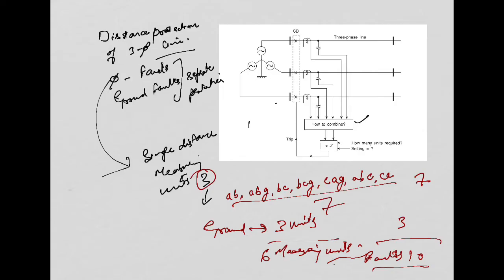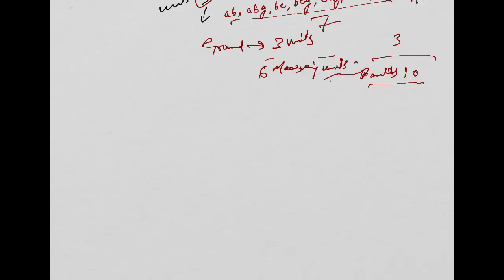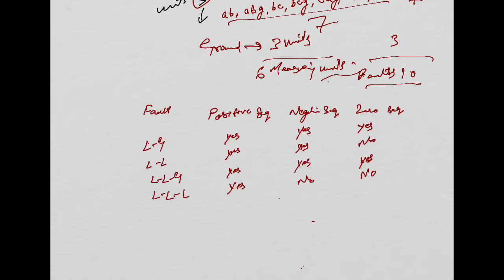Now, as we know, whenever there is a fault in the system, there are sequence components in it. So there is a presence of sequence components in voltage and current during the various faults, wherein it can be seen that the positive sequence component is the only component which is present during all the faults.